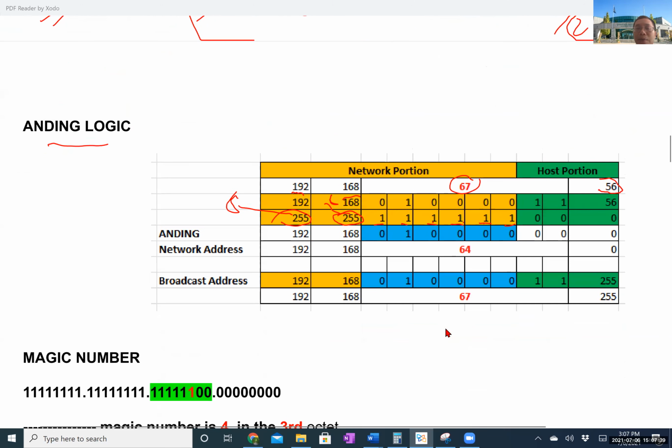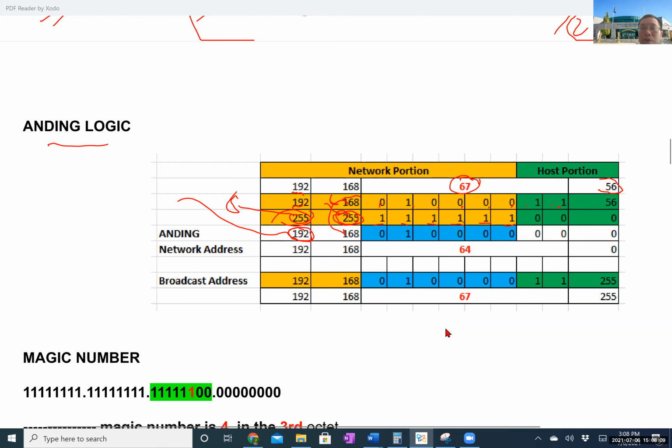All right, so now this one is the IP address, and you AND everything with the subnet mask. You see, you have 192 ANDing with 255, you keep the same. 168 ANDing with 255, you keep the same. When you AND with 255, you keep the same. That's why you have 128 here. This one you have to break down: 67, you break it down into 0s and 1s. You have 0, 1, 0, 0, 0, 0, 1, 1.